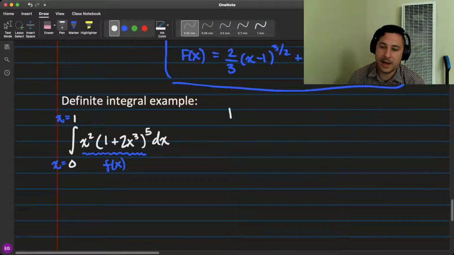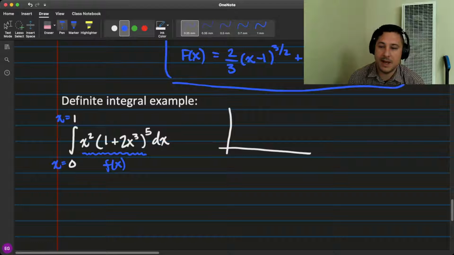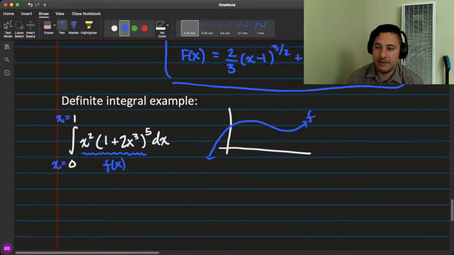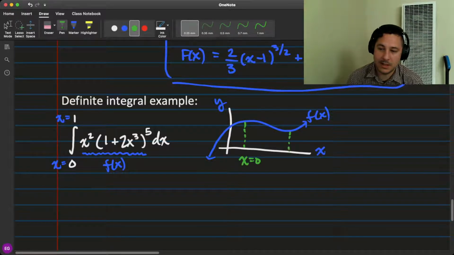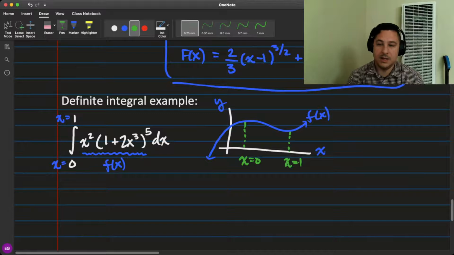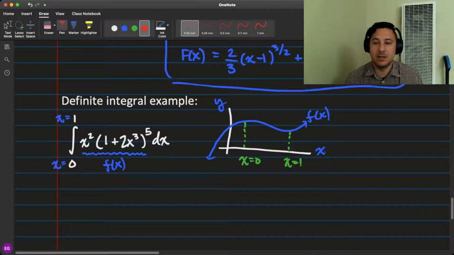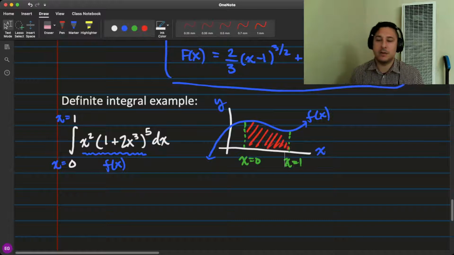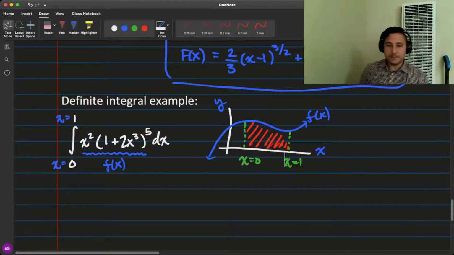Right? So practically speaking, you have this x y axis, you've got your function f of x, and you want to find the area between x equals 0 and x equals 1. I know that should be over there, but I didn't want it there because it looks really ugly when you do that. Okay, so you want this area, right?